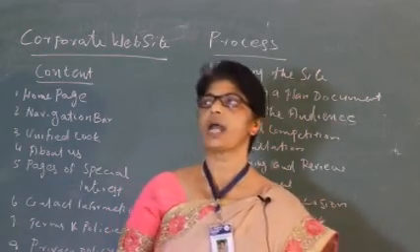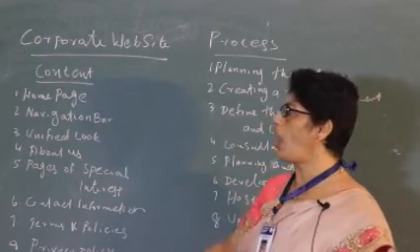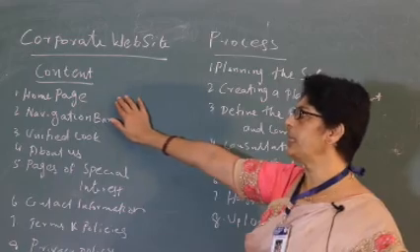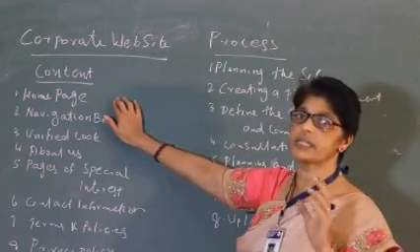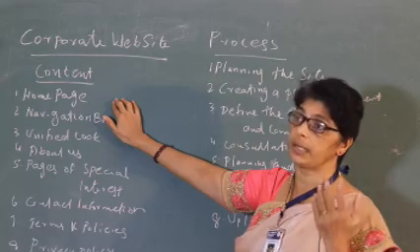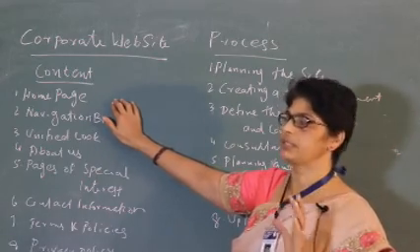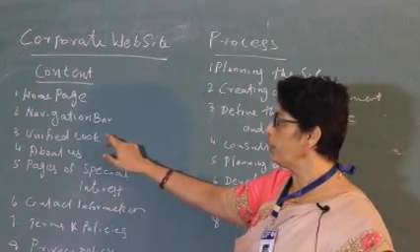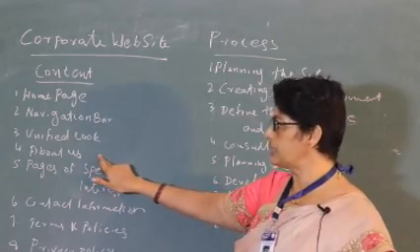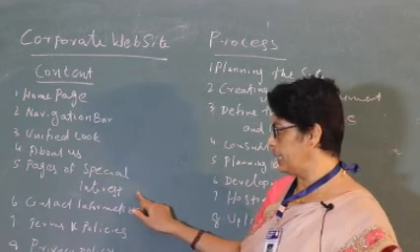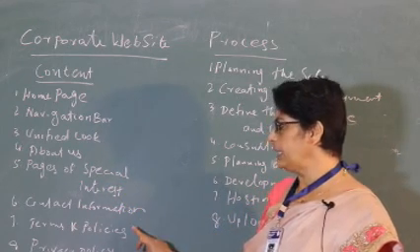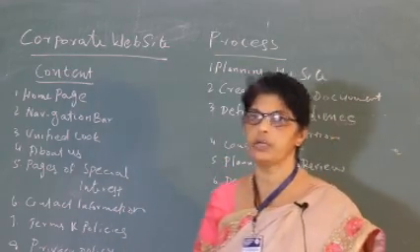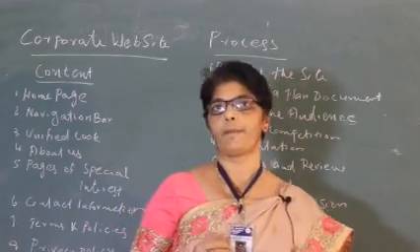Okay. Then next I want to discuss the content of the corporate website. As usual in the case of a website, in the previous class I already discussed the contents to be included while creating a website. First of all: home page, navigation bar, unified look, about us, pages of special interest, contact information, terms and policies, and privacy policy. These are the contents to be included while creating a corporate website.